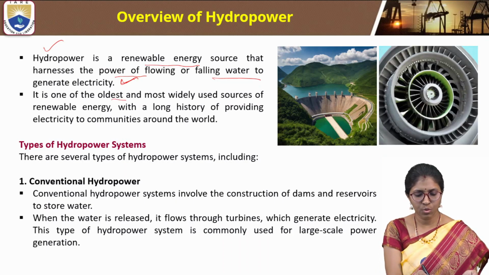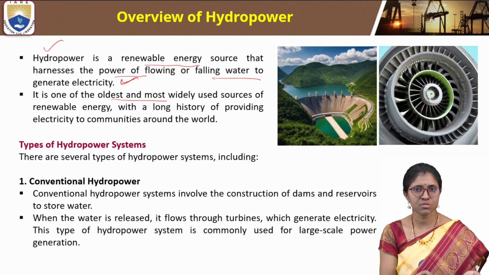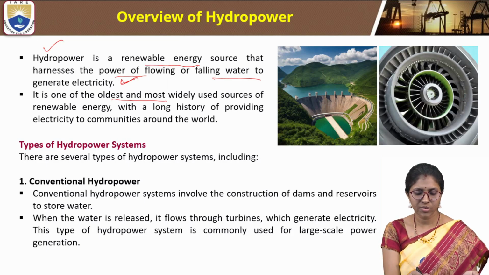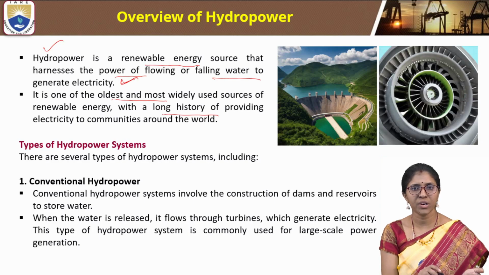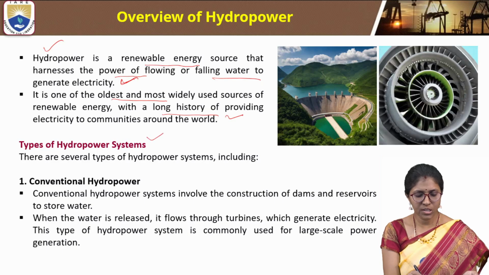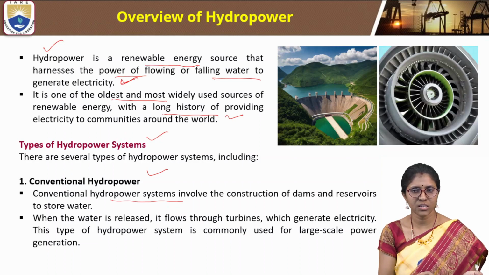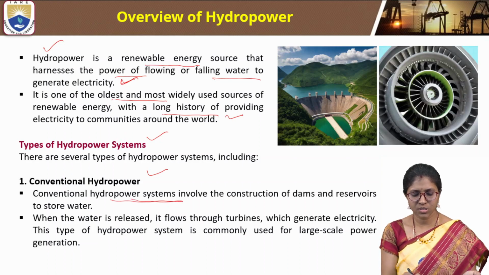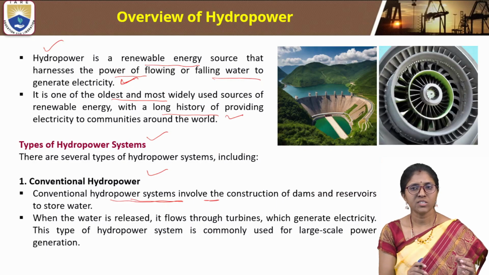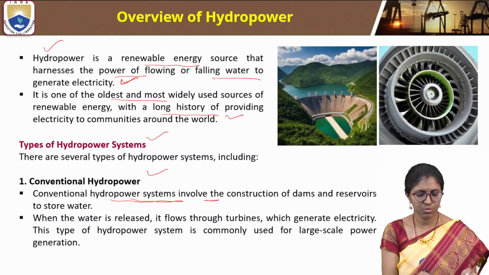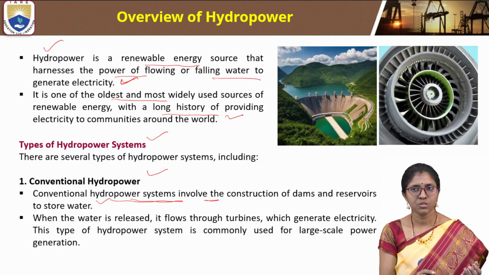It is one of the oldest and most widely used renewable energy sources, with a long history of providing electricity to communities around the world. Different types of hydropower systems are there. The first one is the conventional hydropower system. It involves the construction of dams and reservoirs to store water.